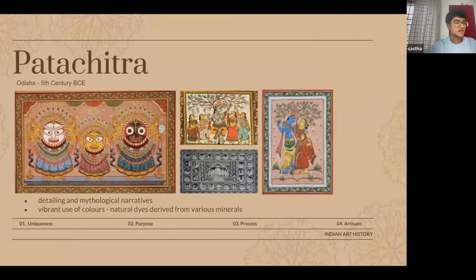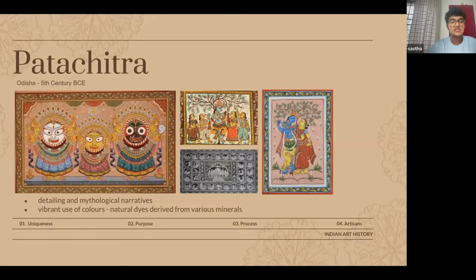So Patachitra is a really old art form from Odisha, from the 5th century BCE. The painting originated from Odisha and dates back to the 5th century BCE. This art form is characterized by detailing and mythological narratives depicting stories from the Hindu epics such as Ramayana and Mahabharata.